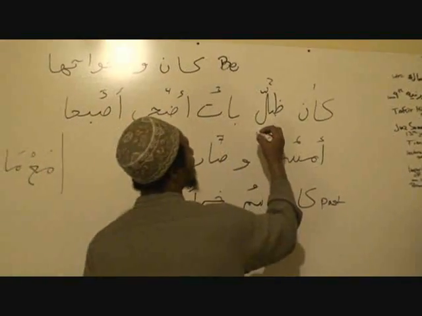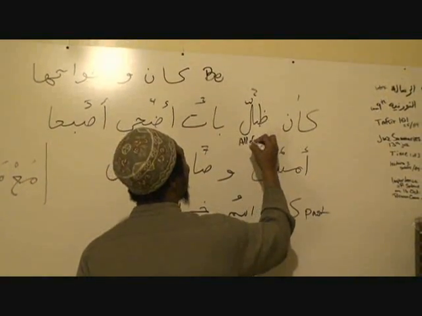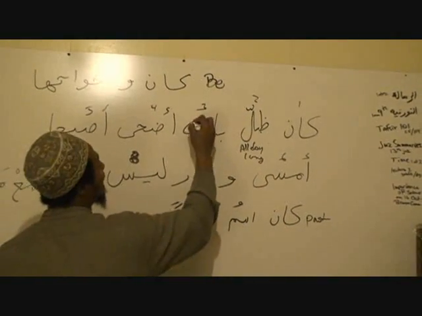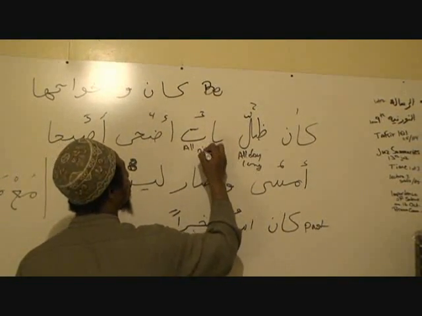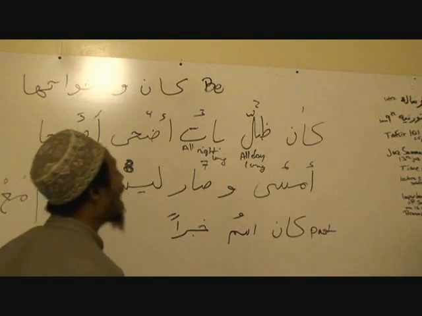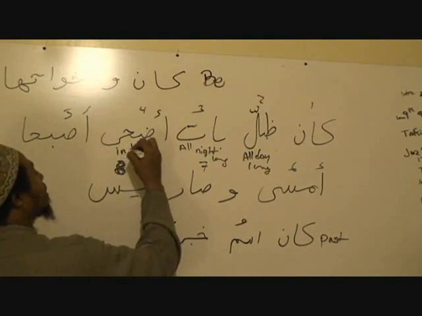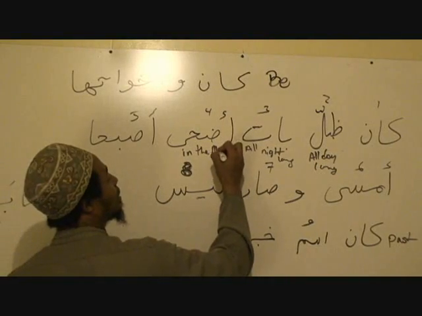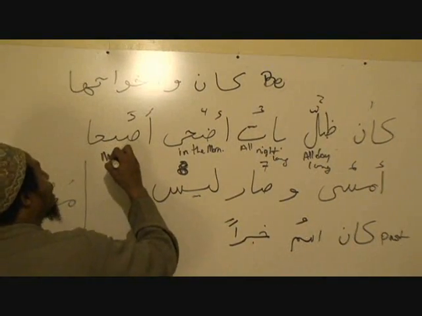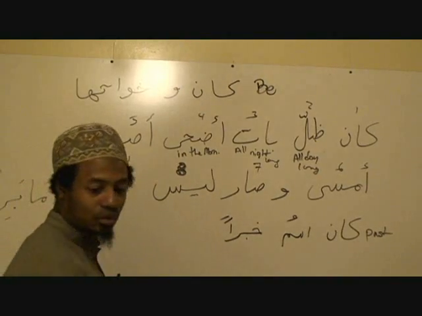Dhalla describes something that happened all day long. Bata describes something that happened all night long. Adha is something that happened in the morning. And asbaha is something also that happened in the morning.